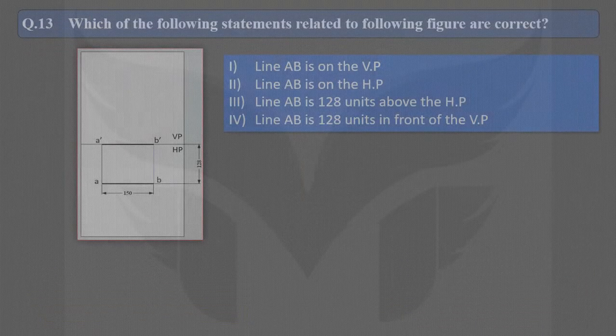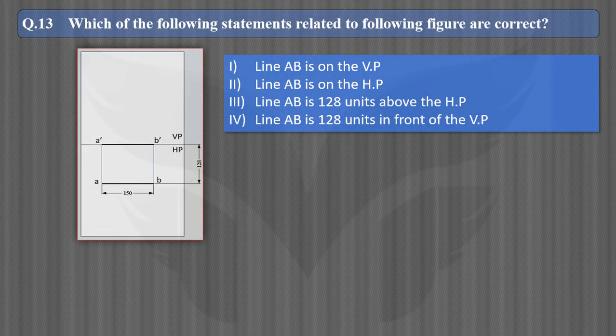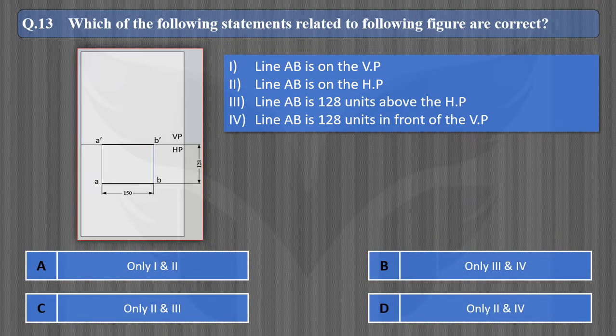Next question. Which of the following statements related to the following figure are correct? First, line AB is on the VP. Second, line AB is on the HP. Third, line AB is 128 units above the HP. And fourth, line AB is 128 units in front of the VP.